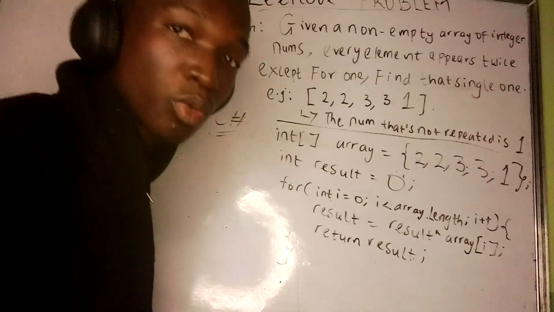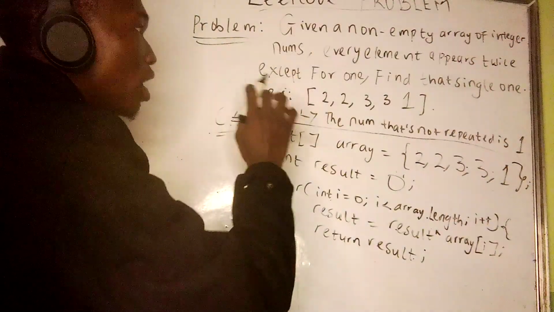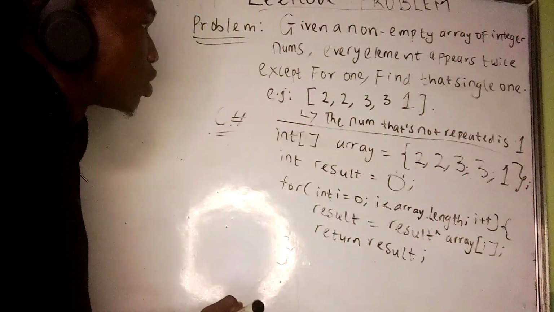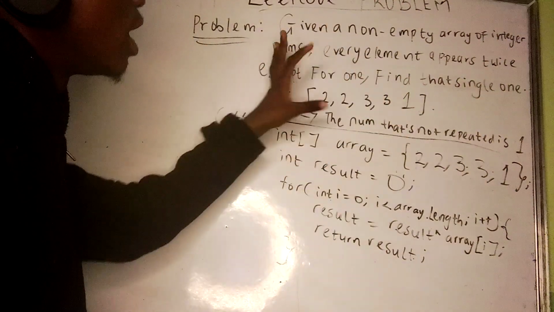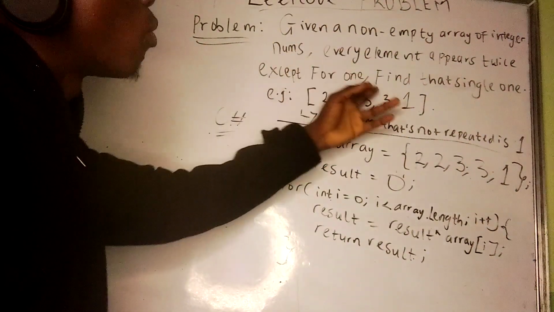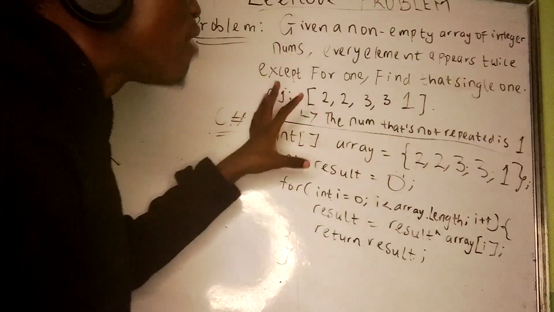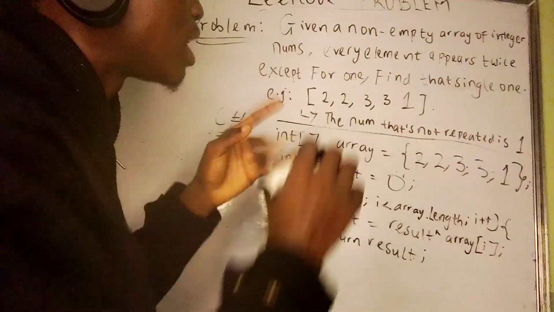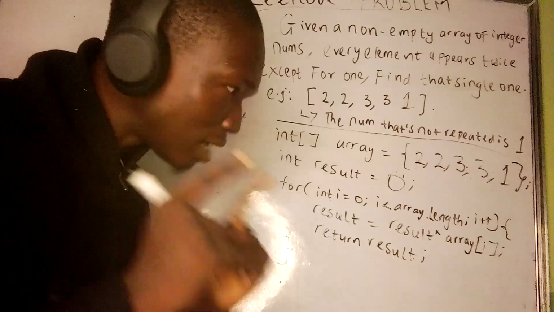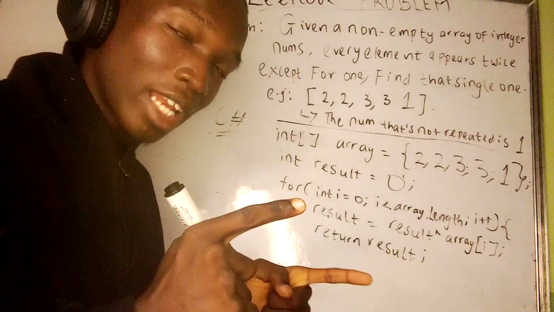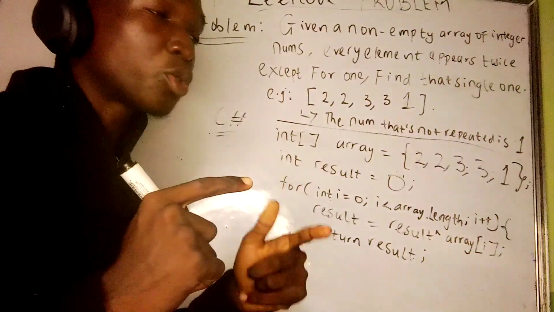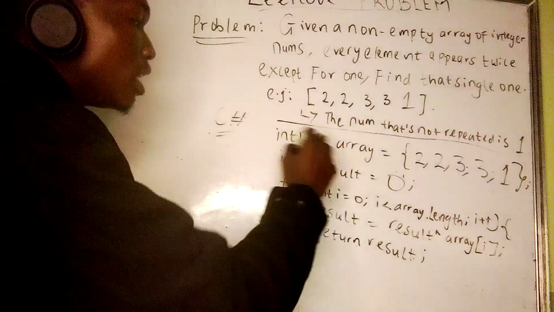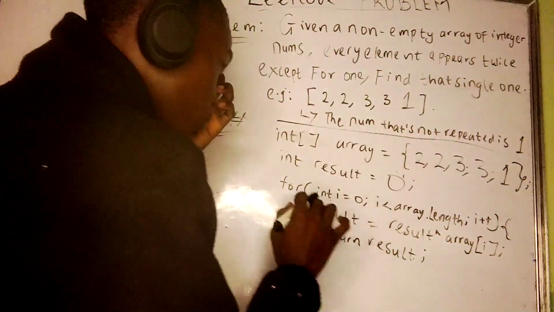Let's quickly go over the problem again and then the solution. We are given a non-empty array of integer nums. Every element appears twice except for one. Find that single one. Except for one element, which appears once and does not appear twice. We are expected to find that element.